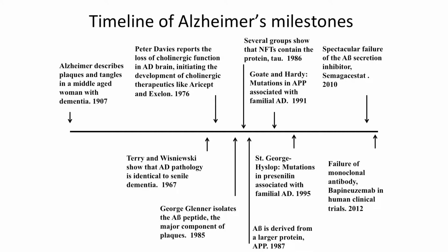So between this time, 1967, the next milestone is 1976. Peter Davies reported the loss of cholinergic function in the Alzheimer brain, and it initiated the development of a major class of drugs that are currently approved for Alzheimer's disease, including Aricept and Exelon. So this was based on a discovery in 1976, and it wasn't until maybe almost 20 years later that these drugs came on the market, and they are the drugs that are currently prescribed.